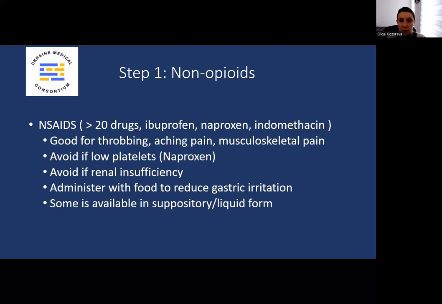So we usually hold this medication for patients who have low platelets or are planning to have a procedure. We try to avoid this medication for long-term use if patients have renal insufficiency. So we recommend patients take this medication with food to reduce gastric irritation. Some of them are available in suppository and liquid form, which can be helpful in a hospice setting or when the patient is not able to swallow.